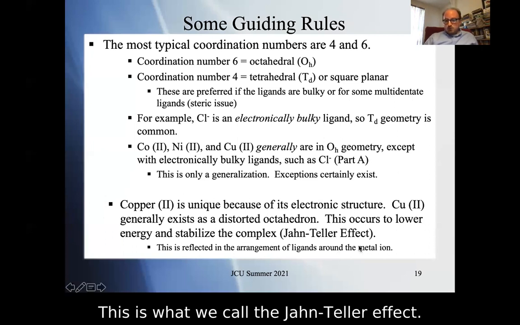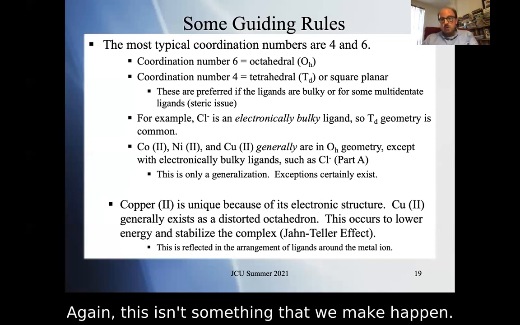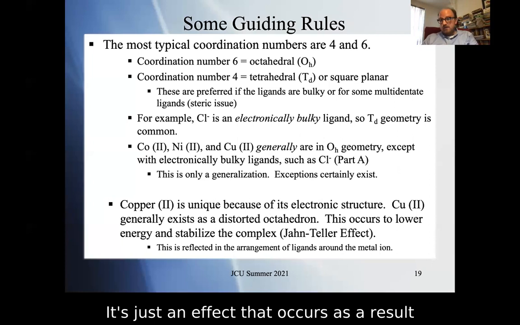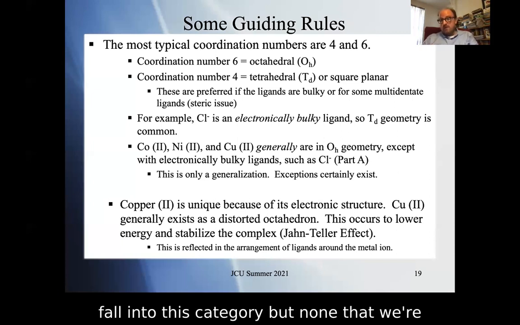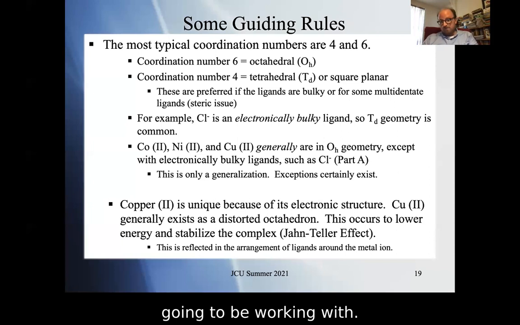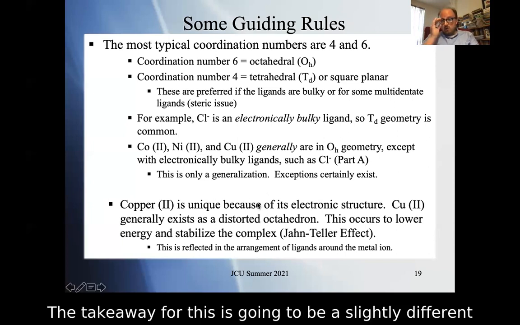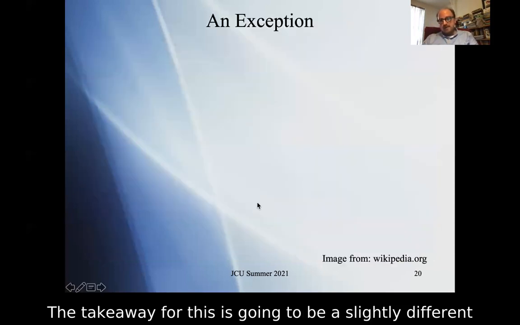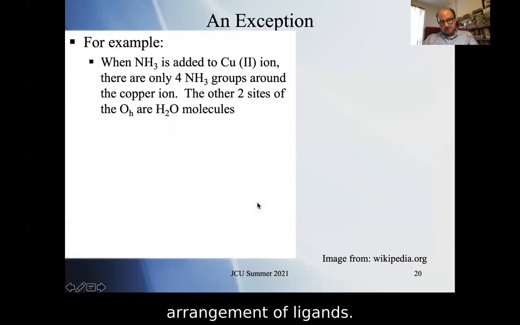Now, this is what we call the Jahn-Teller effect. Again, this isn't something that we make happen. It's just an effect that occurs as a result of the specifics of copper 2. Now, there are other metals that also fall into this category, but none that we're going to be working with. Now, the takeaway for this is going to be a slightly different arrangement of ligands.